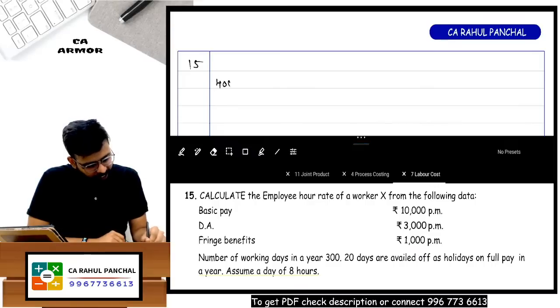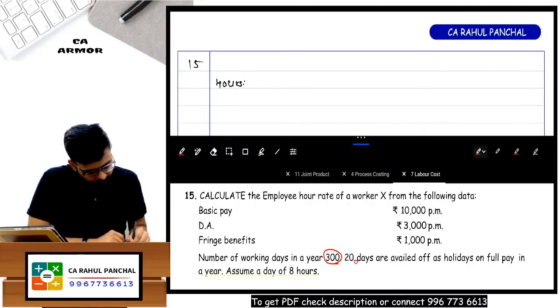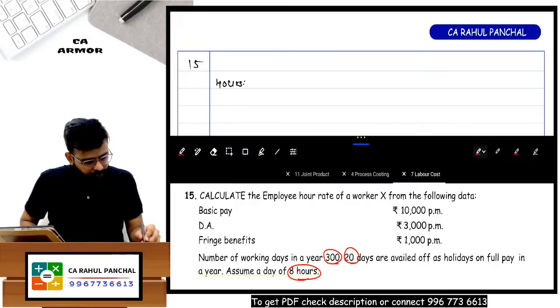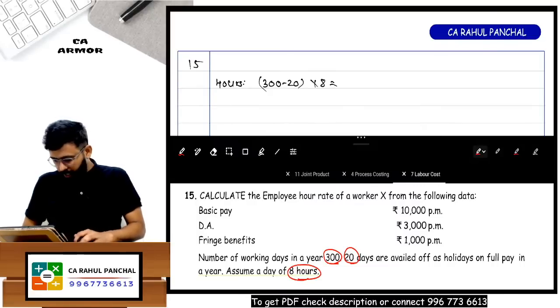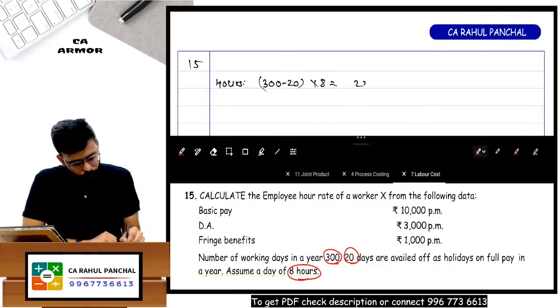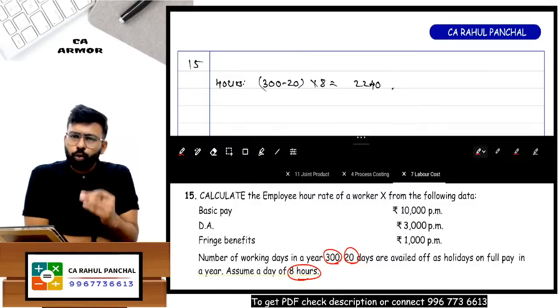Again, I will do it in a rapid way. First, let us get the hours. 300 days, out of which 20 days are holidays, and every day you work for 8 hours. So out of 300 days, 20 days you take as a holiday, into 8. So 300 minus 20 into 8, you will get 2,240 hours. Exactly, 2,240 hours.